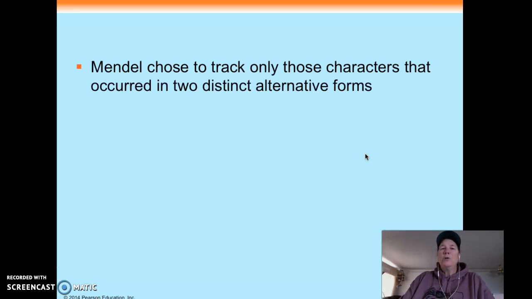Okay. He chose to track only characters that occurred in 2 distinct forms. So if he found something that had like 3 different characteristics, like maybe the size of the pea plant, there was short, medium, and tall, he wouldn't use something like that. Instead, he would use, if it was just short and tall, or 2 different, if there was white and purple for the colors, or the seeds were wrinkled or smooth. He just looked at ones that only had two traits.